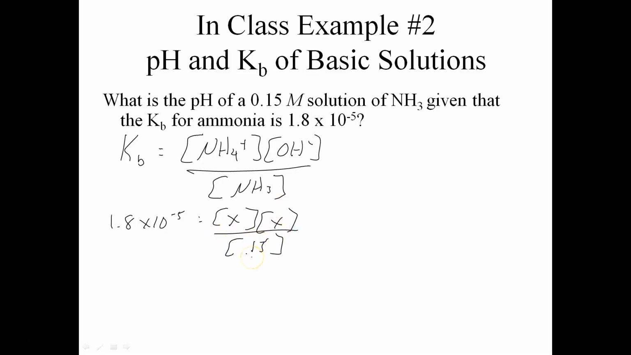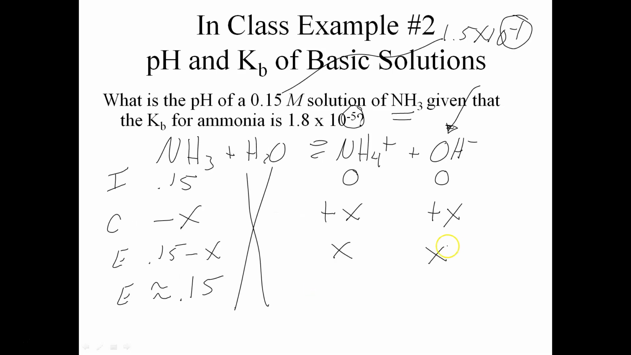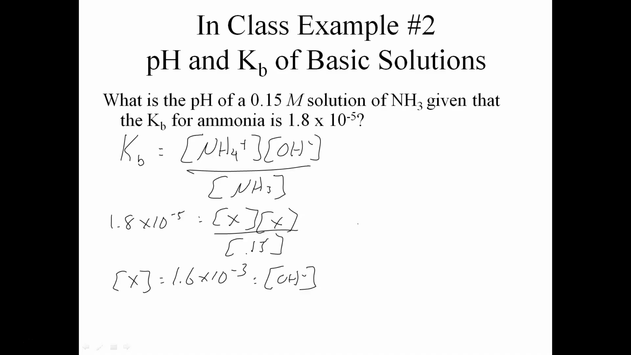All right, do your math. Simple algebra. The concentration of x is 1.6 times 10 to the negative third, and that is the concentration of hydroxide. If we go back here, x and x are the concentration of NH4 plus and the hydroxide ion, OH minus. So that's what we figured out here.